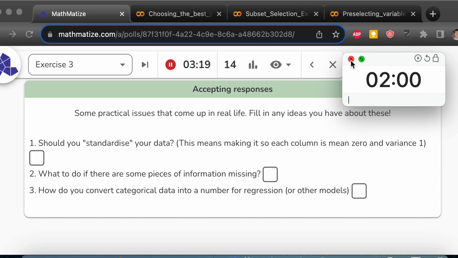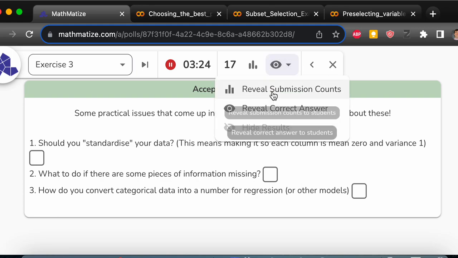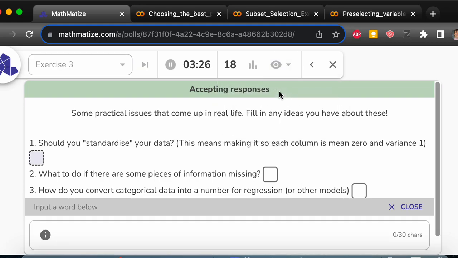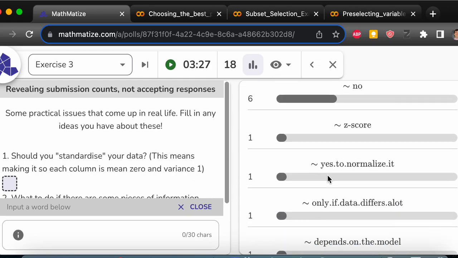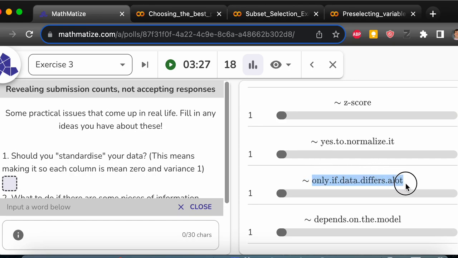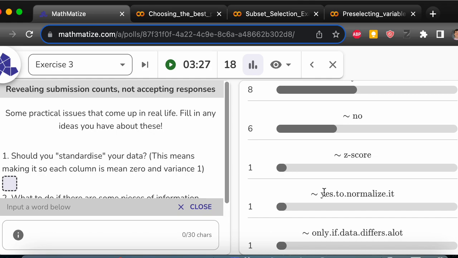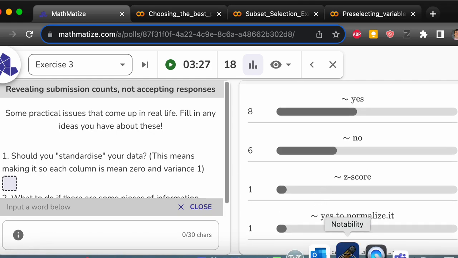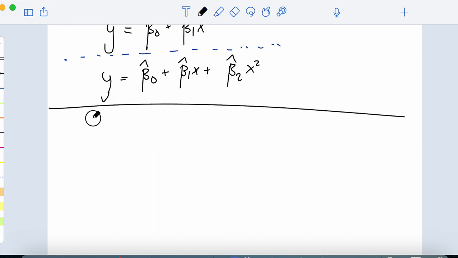Okay, let's take a look. Let's look at what people said. Okay, should you standardize your data? 8 people said yes, 6 people said no. Some other people said yes, some people said only if it differs a lot, and some people said it depends. And I think the answer is it definitely depends. There are some pros and cons to this standardization thing. Does anyone want to volunteer some pros or cons? Let's do this. Standardize? So there's some pros and there's some cons. Pros. Cons.